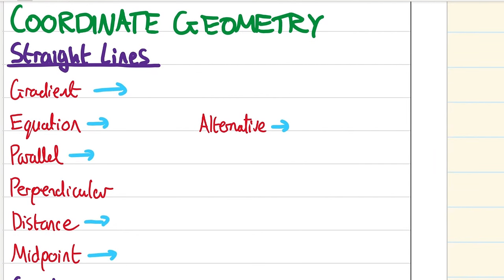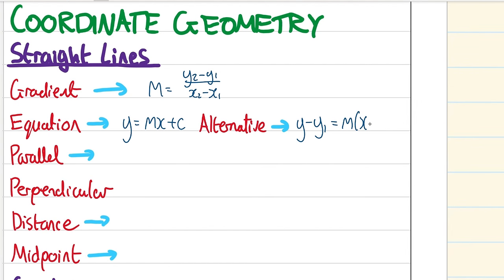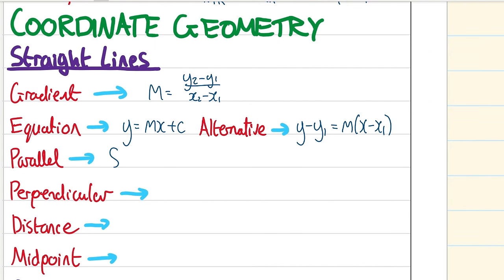Coordinate geometry, straight lines, the gradient m is equal to y2 minus y1 over x2 minus x1. The equation of a straight line is y equal to mx plus c, but the alternative, and better if you ask me, formula is y minus y1 equal to m(x minus x1), which is just essentially a rearrangement of the gradient formula. Two lines are parallel if they have the same gradient. Two lines are perpendicular if their gradients are negative reciprocals of one another, so they multiply to make minus 1.